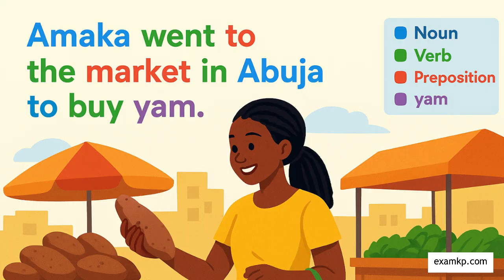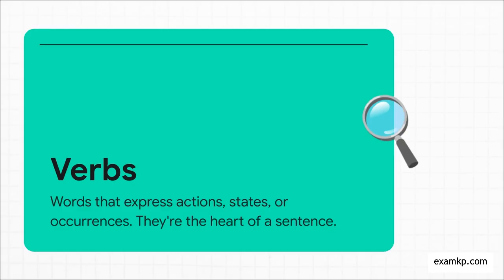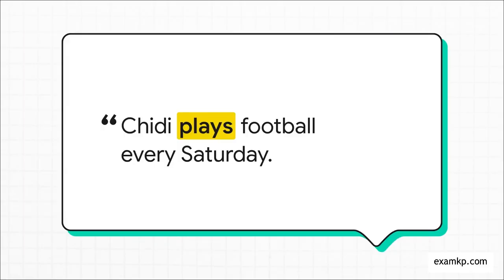Next up, we've got verbs. Now, if nouns are the characters and the setting, then verbs are the action. They tell us what's happening. Every single complete sentence must have a verb. They are literally the heart of the sentence. Take this example. What is Chiti doing? He plays. That one little word is the action. It's the verb that drives the whole sentence forward. It tells us what's going on.